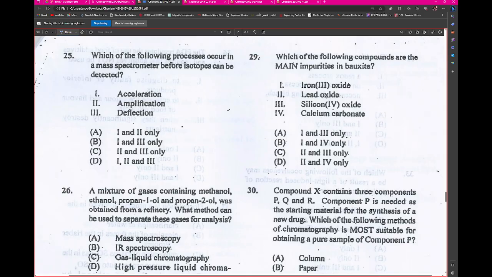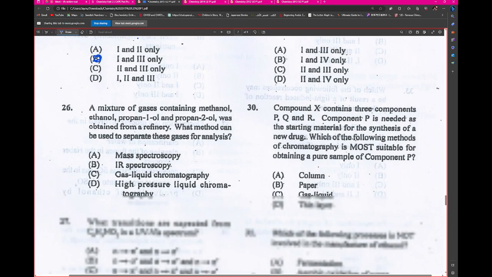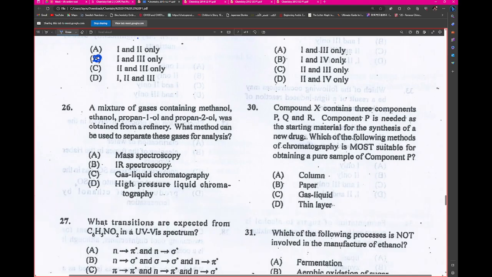25. Which of the following processes occurs in a mass spectrometer before isotopes can be detected? We know that amplification is not a part, right? So it'll be 1 and 3. B. A mixture of gases containing methanol, ethanol, propan-1-ol, and propan-2-ol was obtained from a refinery. What method can be used to separate these gases for analysis? What would it be? C. Gas liquid chromatography, right?